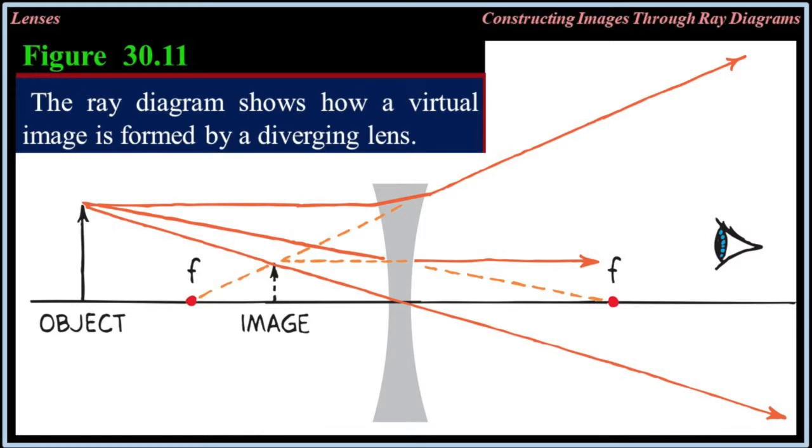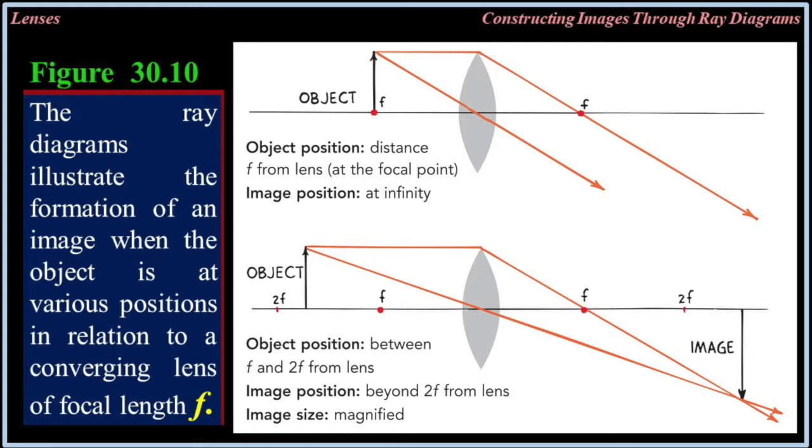Concept check. What information is used to construct a ray diagram? Figure 30.10. The ray diagrams illustrate the formation of an image when the object is at various positions in relation to a converging lens of focal length f.